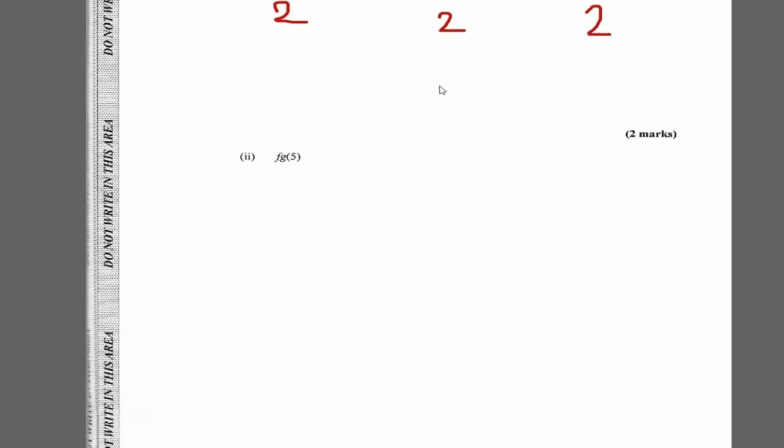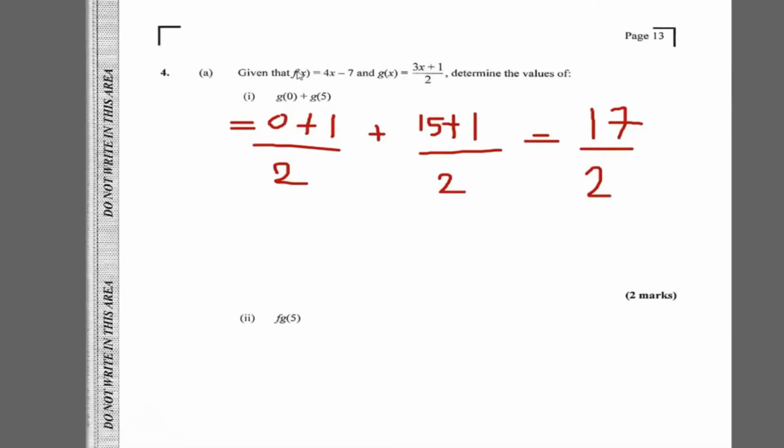Then we need fg of 5. fg of 5 means we put g of 5 into f. But look at this, we just worked out g of 5 and we said that g of 5 is (15 plus 1) over 2, which is 16 over 2, which is 8. So fg of 5 is equal to, when you work out g of 5, you're getting 8. So fg of 5 is f of 8.